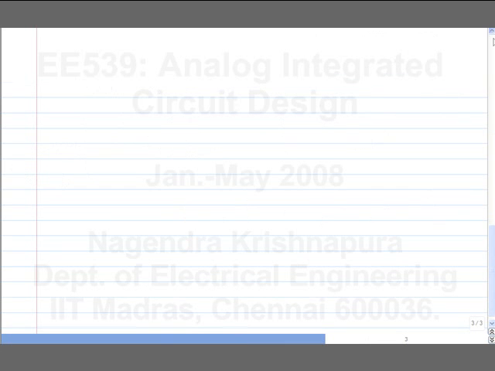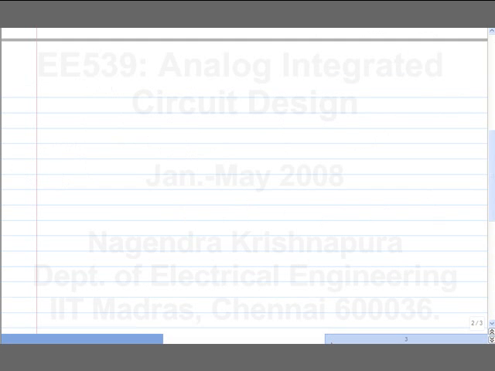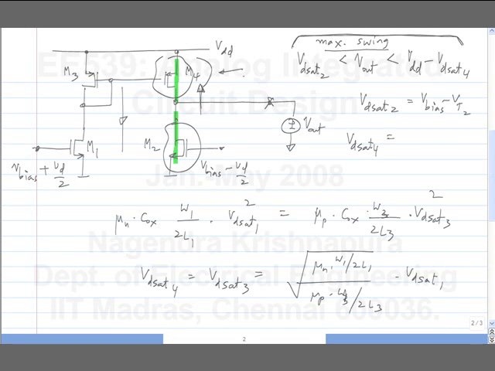So the next part was to calculate the frequency response. That is, the output signal is defined to be this I out. Okay. And you want to calculate the frequency response I out by VD. So what are all the parasitic capacitances that come into picture? We have parasitic capacitances everywhere. We can write it down and see.